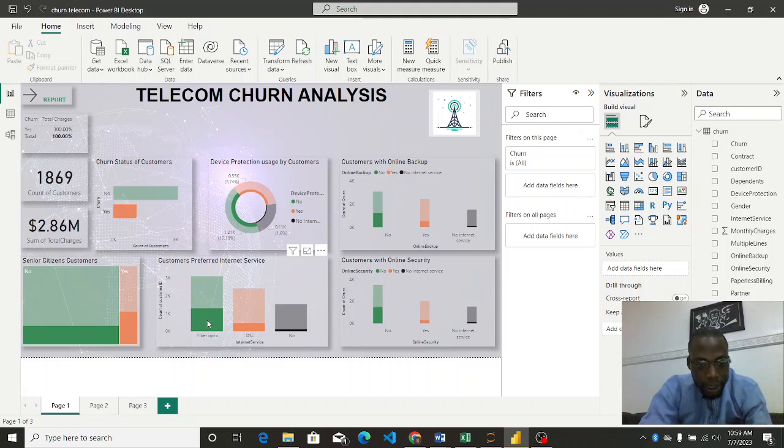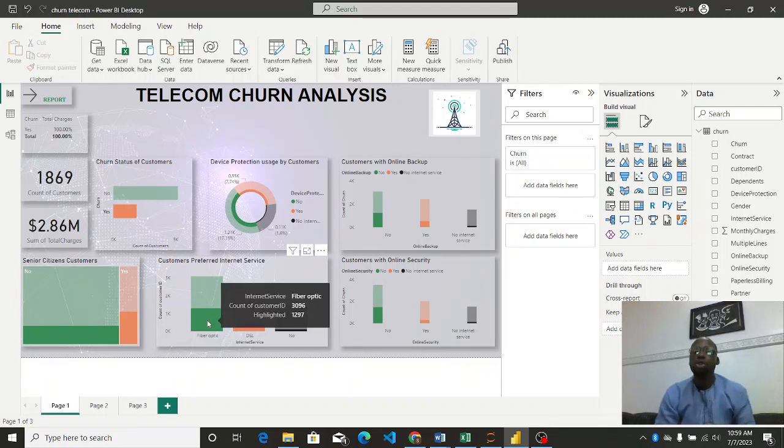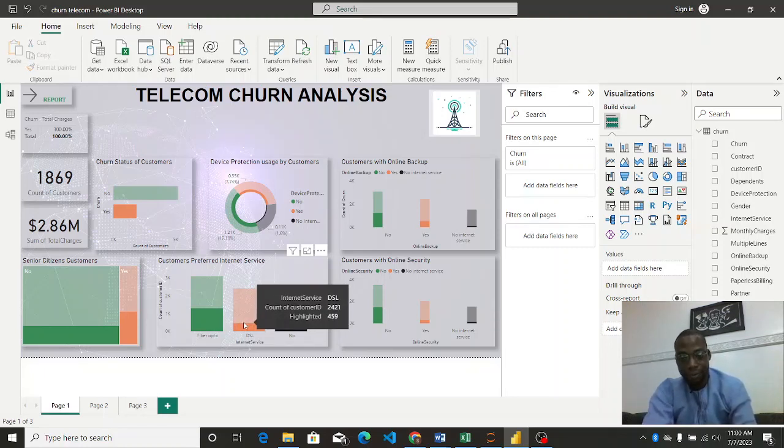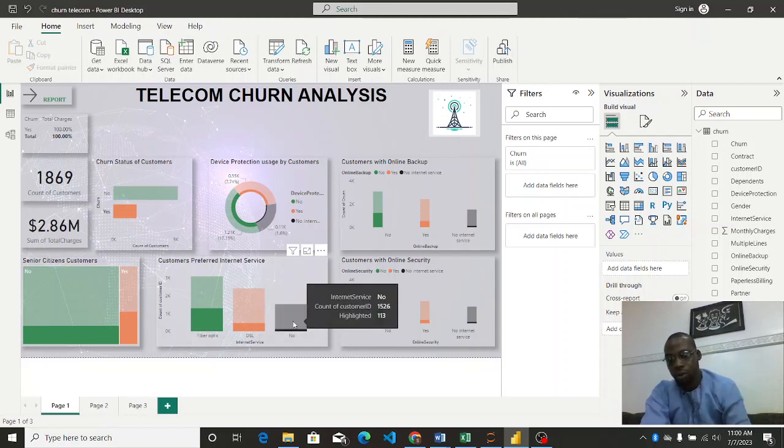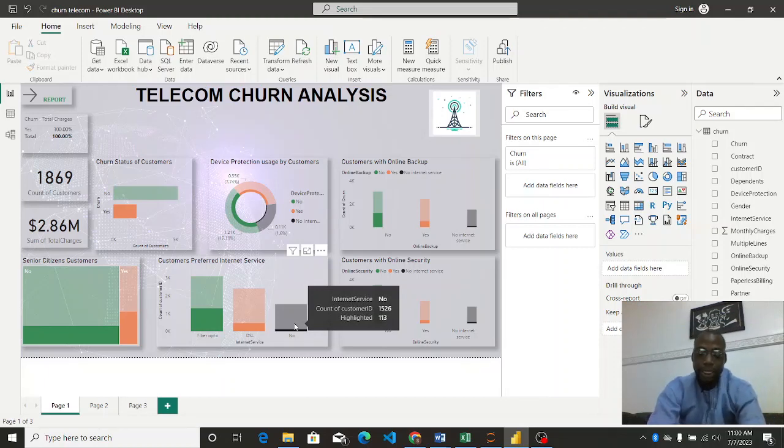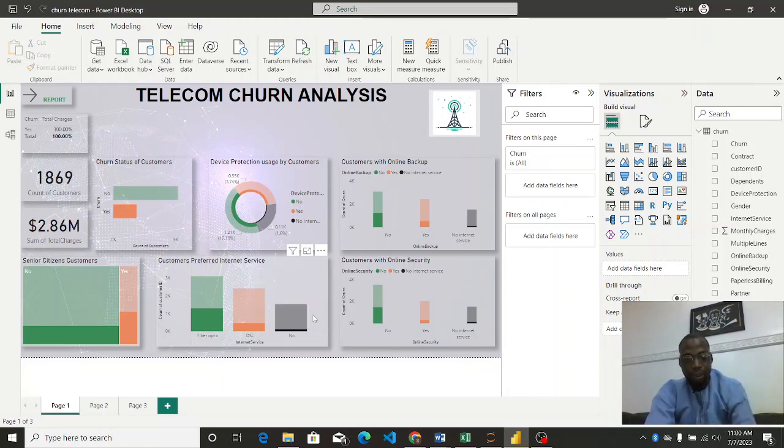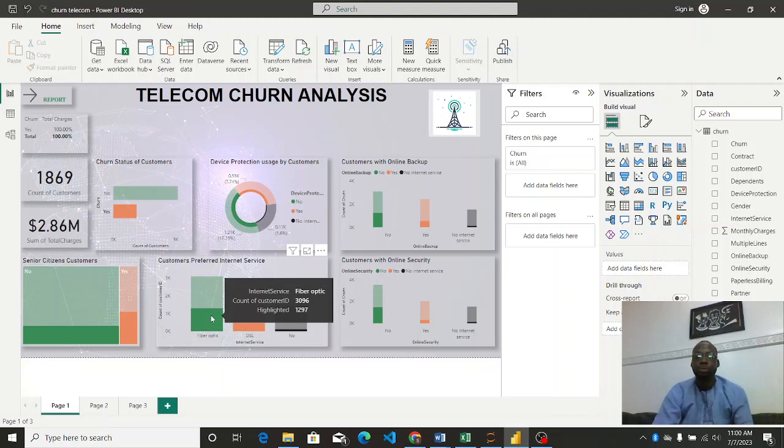So now we can see that most people that churned, most youths that make use of the internet, make use of fiber optic more than they make use of DSL. We can say 1,297 of them make use of fiber optic, and just 459 people make use of DSL. And of course, we still have to take into account people that do not make use of internet. So basically, we are just concerned with the people that make use of the internet. So we can see that more people make use of fiber optic than DSL.